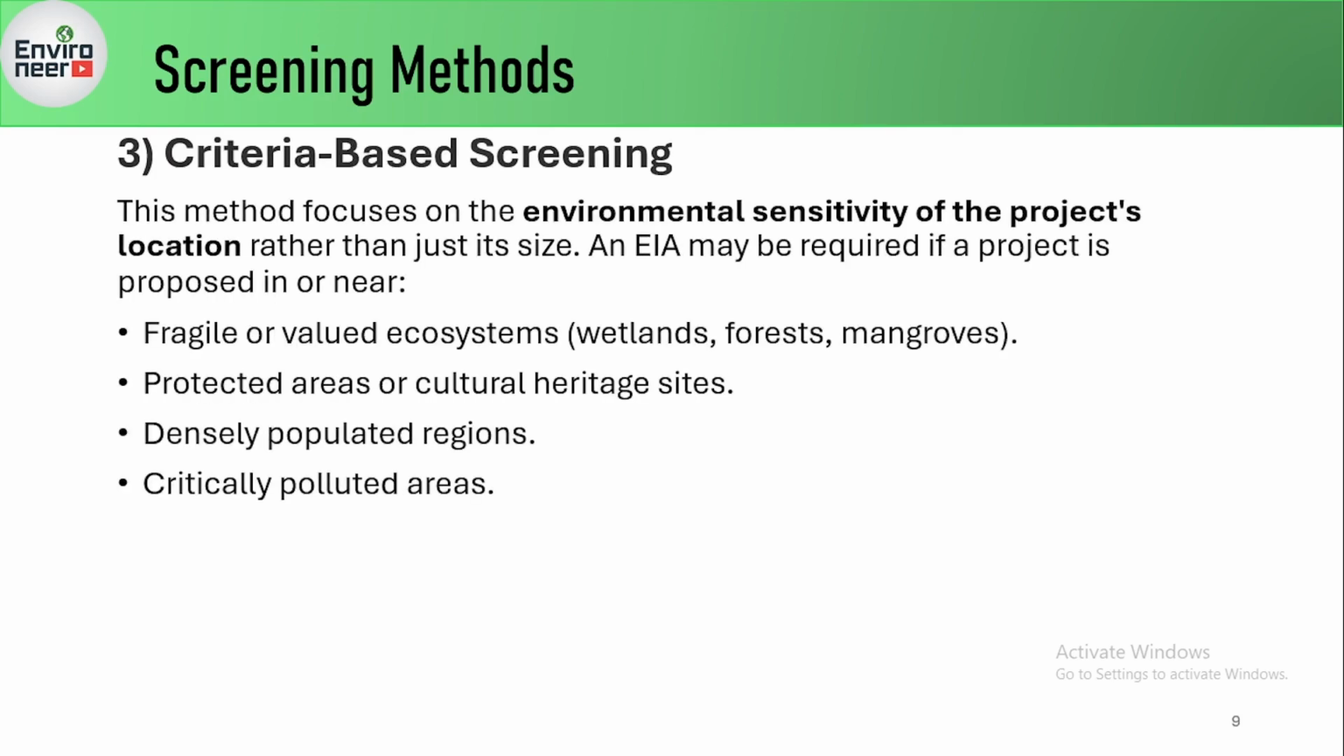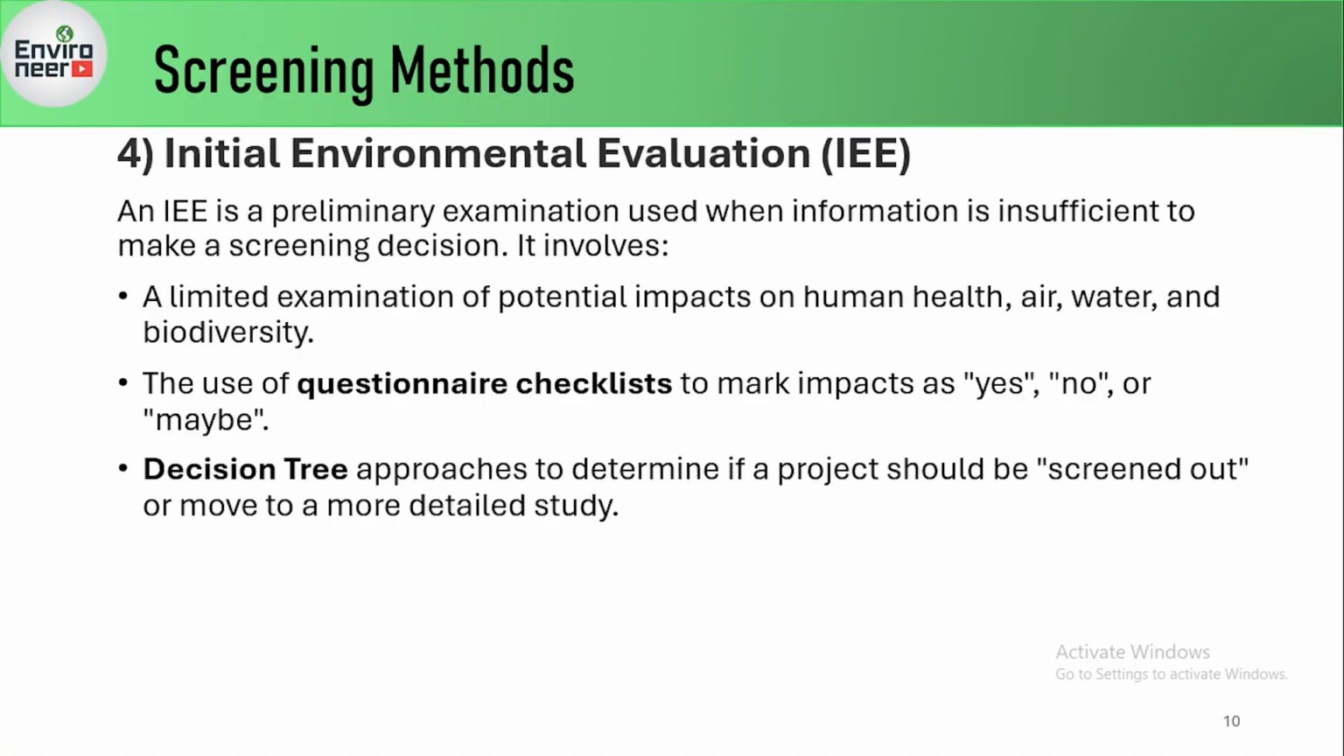Criteria-based screening is more nuanced. It's often a detailed checklist that guides an assessor through things like a project's location near a national park or its potential to pollute. Matrices are a great visual tool for this. Imagine a grid where you map out project activities against environmental factors to see where they might clash. And finally, if there's still some doubt, an authority might ask for an initial environmental evaluation, or IEE. It's like a mini EIA, just enough to figure out if the full resource-heavy process is really necessary.